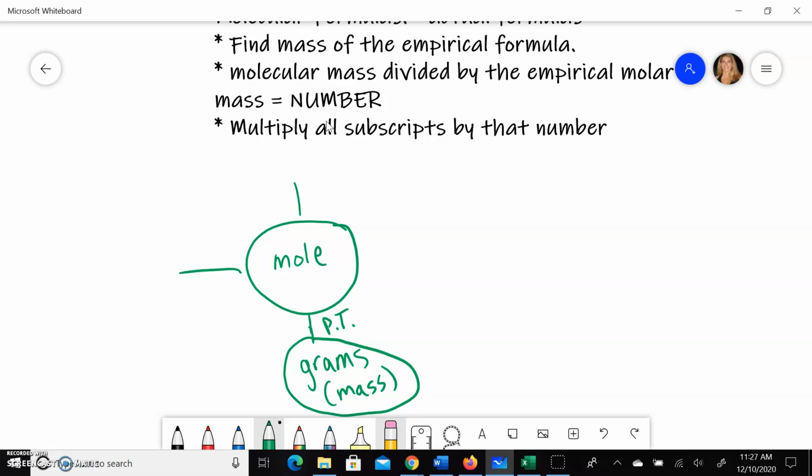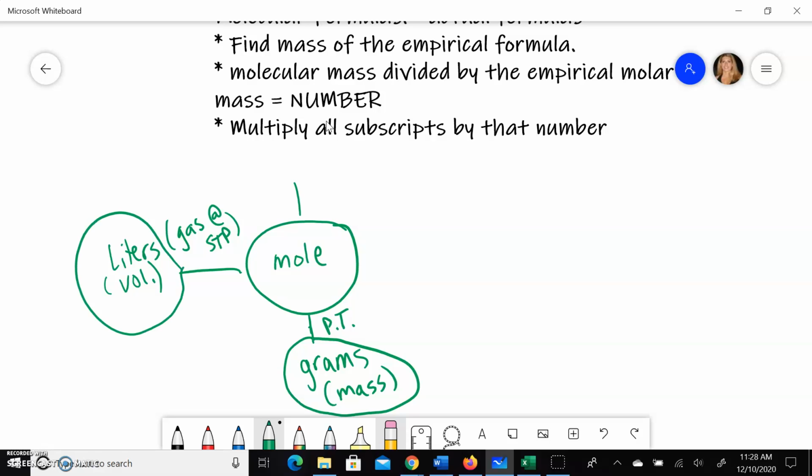You can also turn it into liters if it's a gas at STP. And a lot of times it'll say STP in the question. That's kind of your clue that you can do this. Keep in mind that liters and volume are the same thing. Liters is the unit, volume is the thing. And for this, you're going to say that there are 22.4 liters in 1 mole. And that conversion factor is in your reference packet.